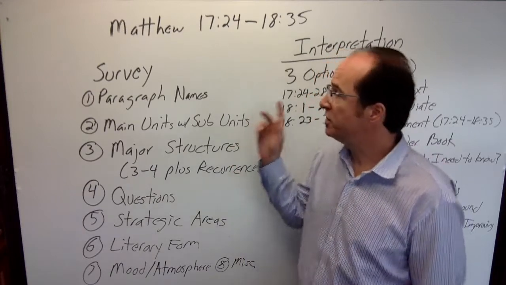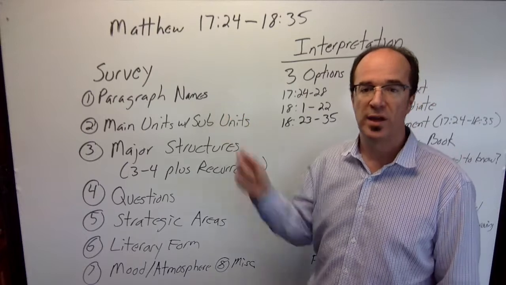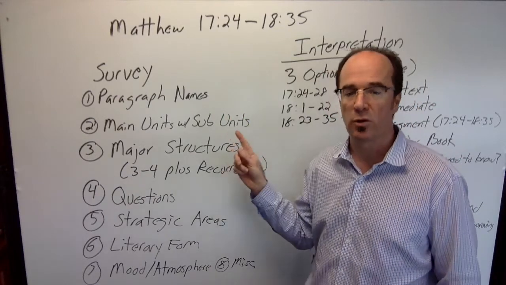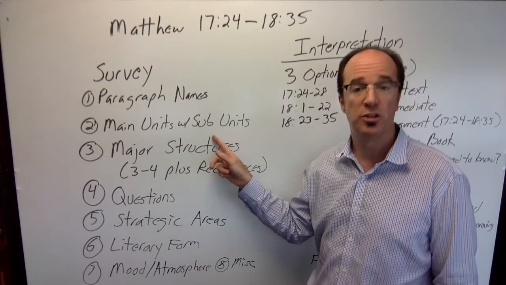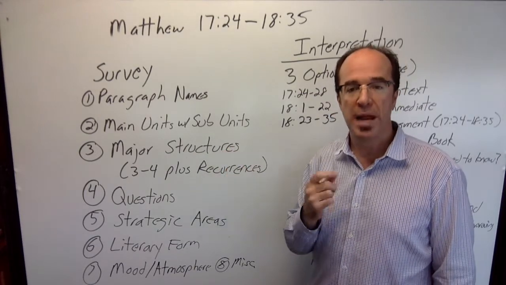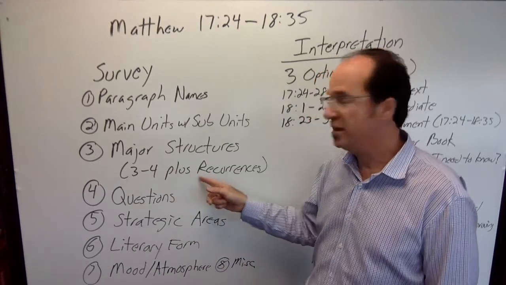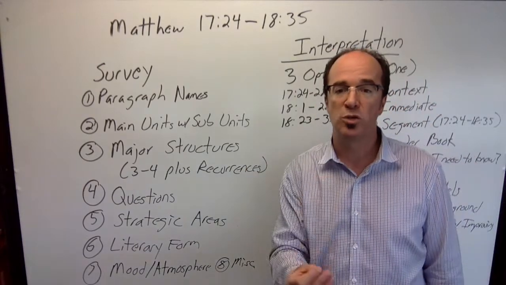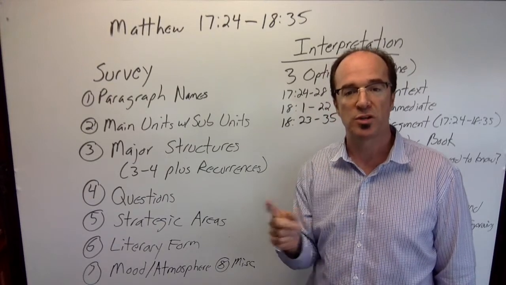So that means for 17:24, you need to do a survey. And just to remind you, what is survey? Survey is names for paragraphs, 3 to 4 word names for paragraphs. Your main units with subunits. You can lay this out in a chart or as an outline. Your description of major structural relationships, and you're looking for 3 to 4 major structures in addition to any recurrences that you find. If you're having trouble with major versus minor structure, see the video on major versus minor structures.